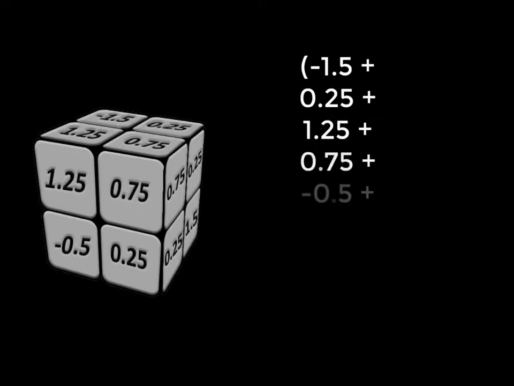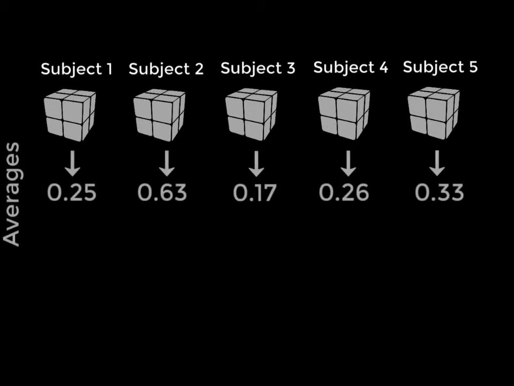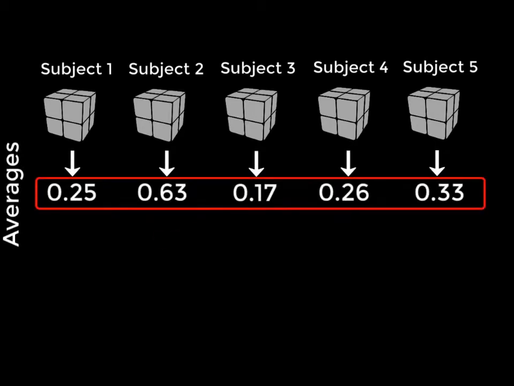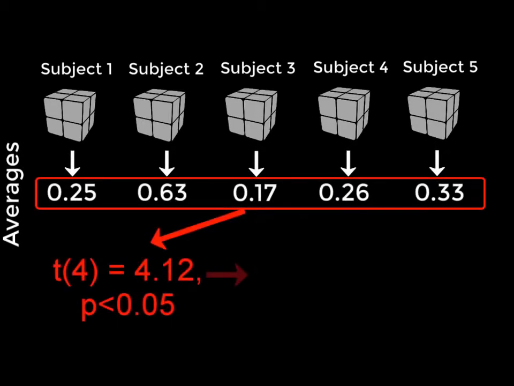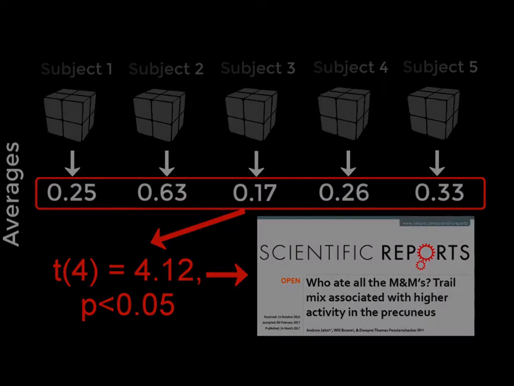In an ROI analysis, we just average across all those numbers to get a single number per subject for that contrast or condition. We do this for all of our subjects, and then you get one number per subject, you run a t-test on those numbers, and then you publish it. I photoshopped that. I didn't actually publish something in Scientific Reports.